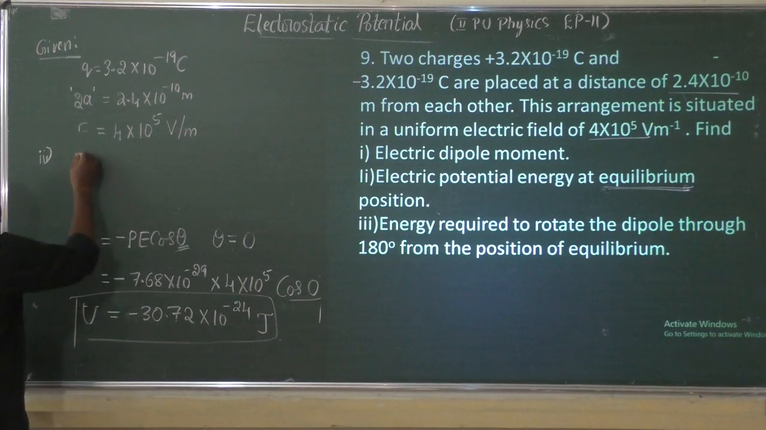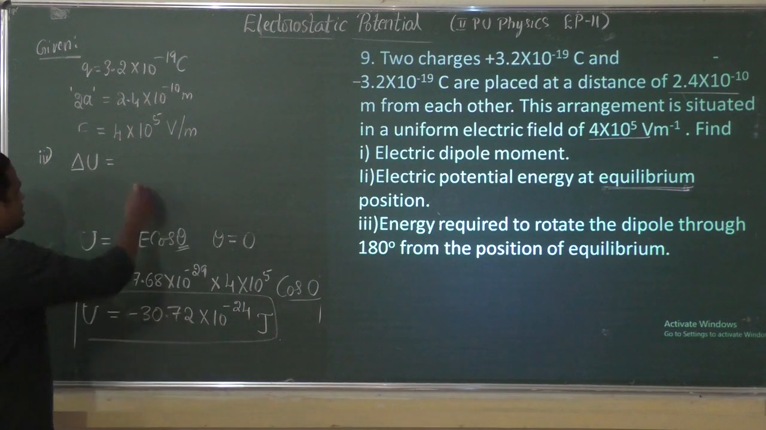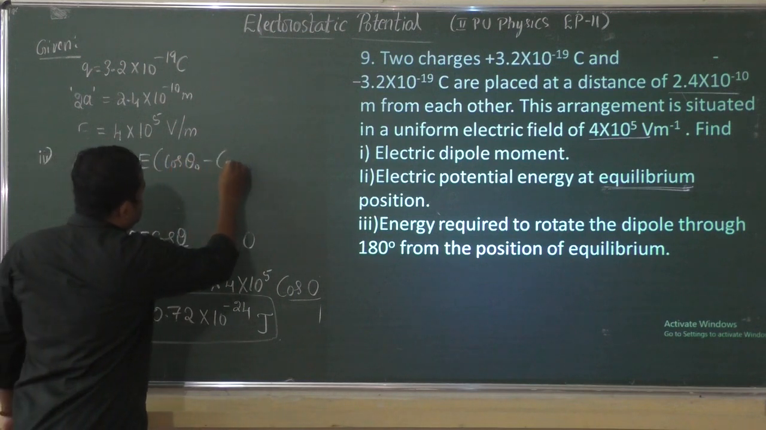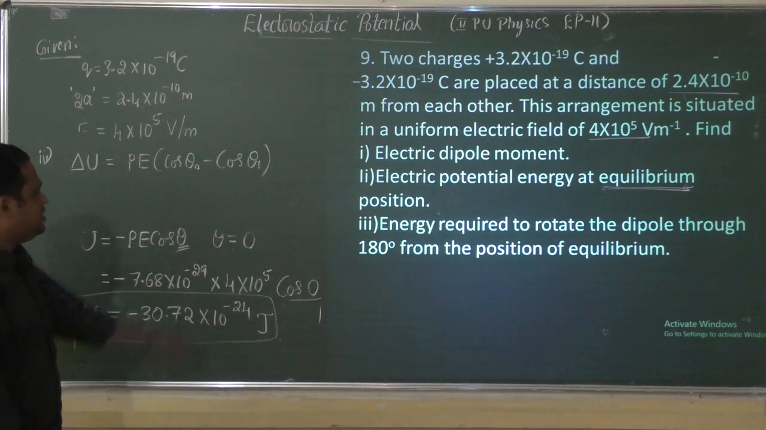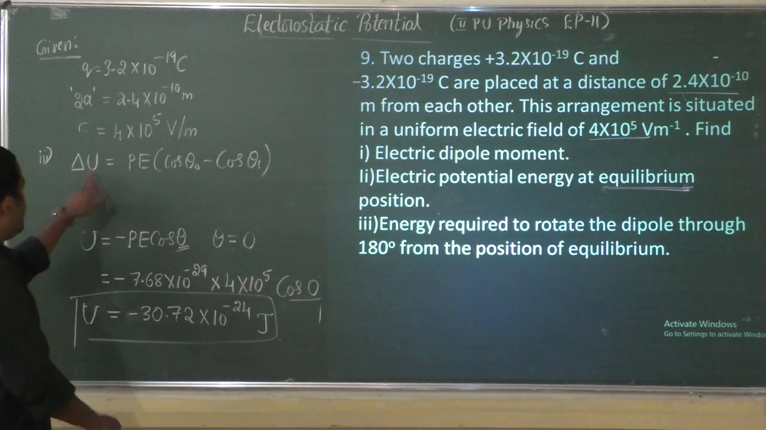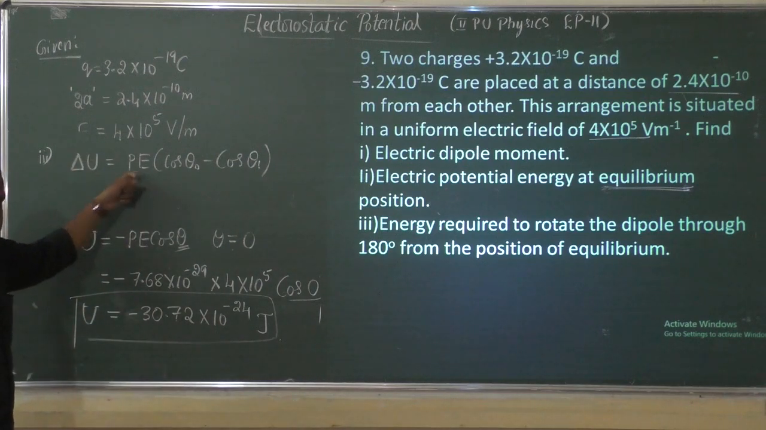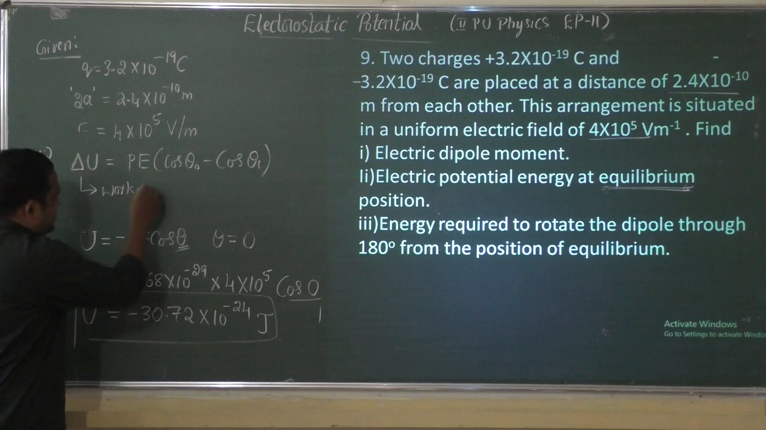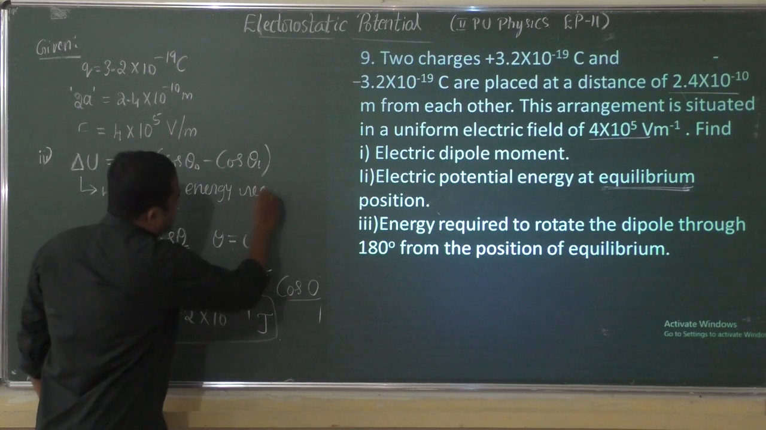So when a dipole is rotated from one angular position to another angular position, the change in its potential energy is given by PE (cos theta naught minus cos theta 1). Here theta naught represents the initial angular position, theta 1 represents the final angular position, and due to that rotation, the change in potential energy of the dipole is given by this expression. This change in potential energy is also equal to the work done in rotating the dipole, or the energy required to rotate the dipole.